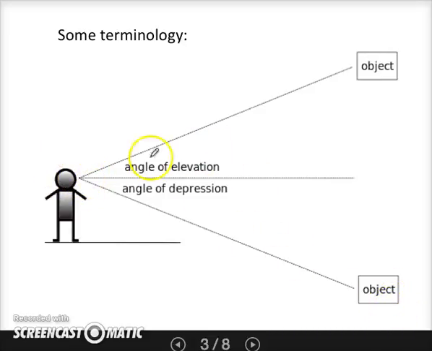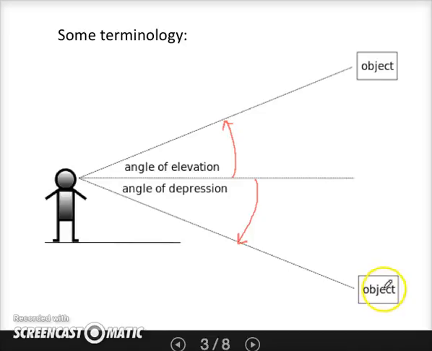The angle at which he's looking upwards is the angle of elevation of this object, of his line of sight, rather. The angle at which he's looking downwards, maybe into a valley, or maybe he's standing way up high in a tree, he's looking downwards at the angle of depression.